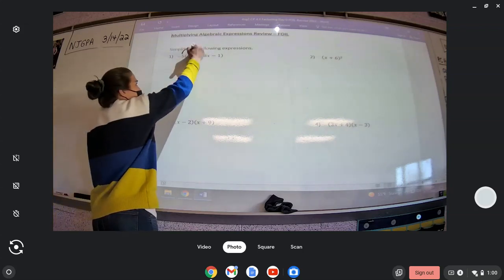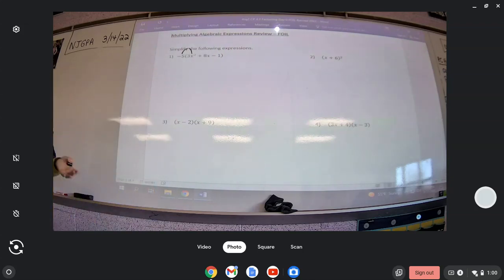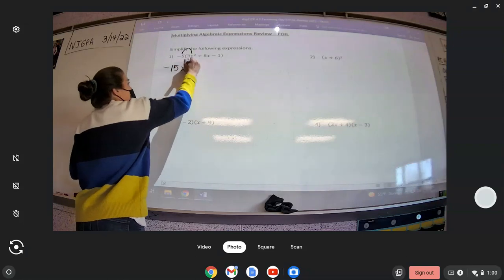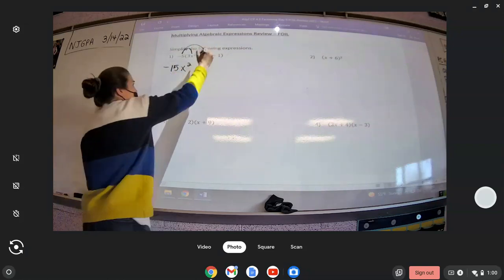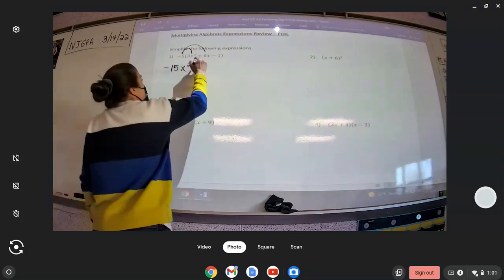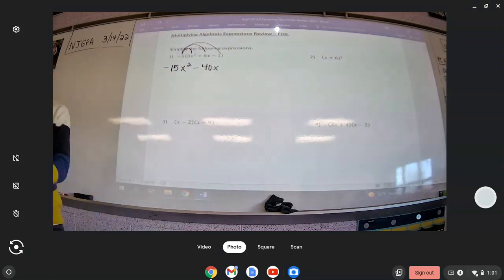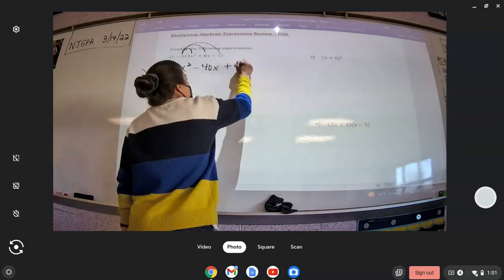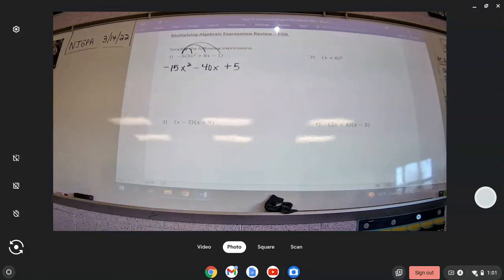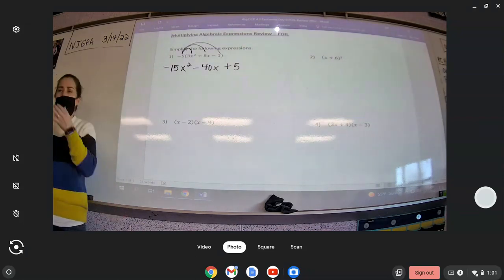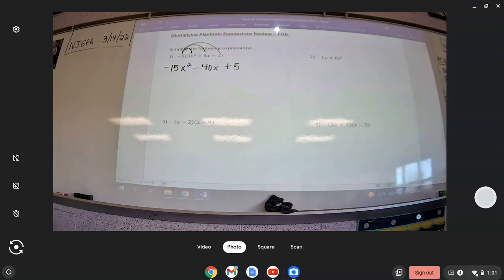So I know you guys know how to do this. We distribute all the time. -5 times 3x squared is going to get you -15x squared. What's -5 times positive 8x? -40x, right? Nice and easy. What's -5 times -1? Positive 5. So we got rid of our parentheses, right? Simplify means get rid of the parentheses, combine like terms. So now you would combine like terms. There aren't any, so you're done. So that's literally what multiplying algebraic expressions is going to be like.